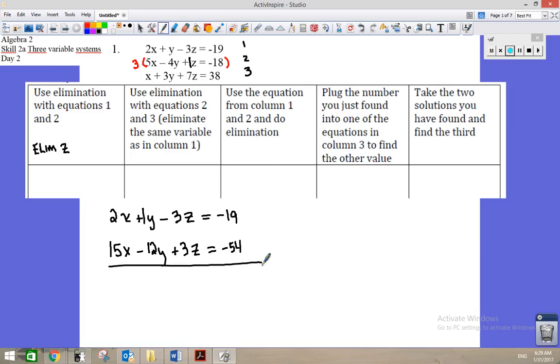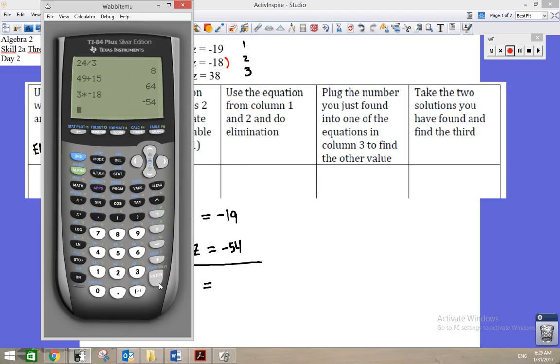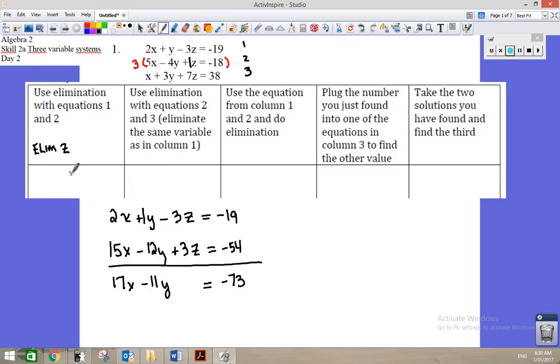If we add these two equations together, the z's are eliminated, which is exactly what we wanted. So here in column 1, the equation that I want to use is 17x minus 11y is equal to negative 73.